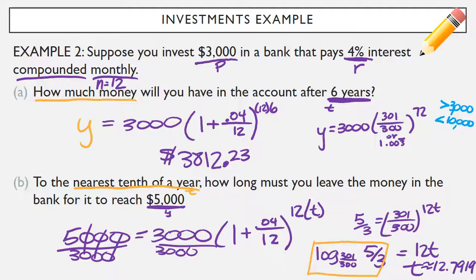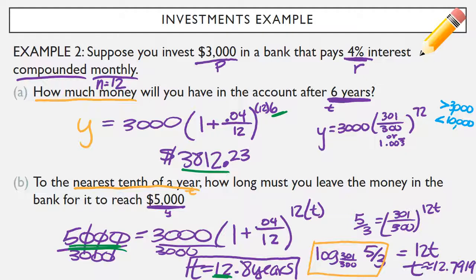So it says to the nearest tenth of a year. So my final answer is actually going to be 12.8 years if I was to label it, because every answer needs a label. Think about that. Does that make sense? If I look back up here, let's look back at our original situation. In 6 years, I got to 3,800. Now I'm saying in 12 years, I got to 5,000. Doubled the years, over doubled my money.